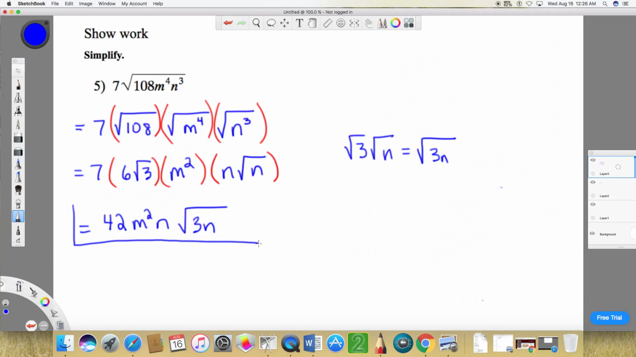So by applying the definition, the idea of what it means to be a square root, to apply these properties of radicals to this problem, number 5, this 7 times the square root of 108 times m to the 4th power times m to the 3rd power simplifies to 42 times m squared times n times the square root of 3n. And a lot of times I'll say radical 3n rather than square root of 3n.